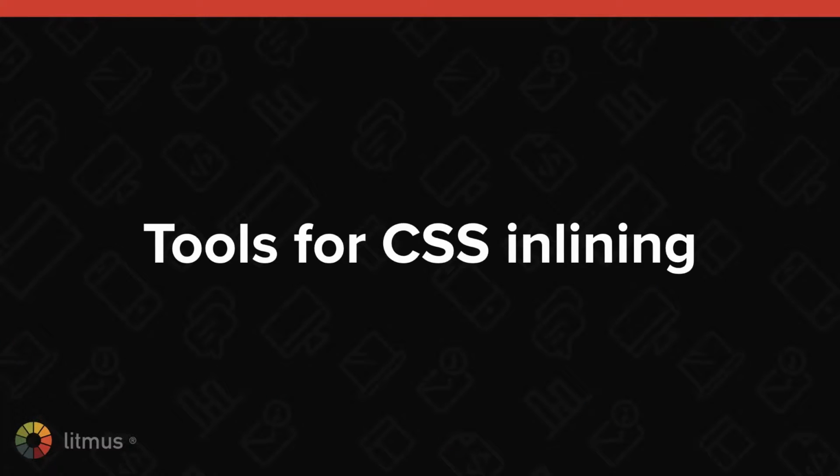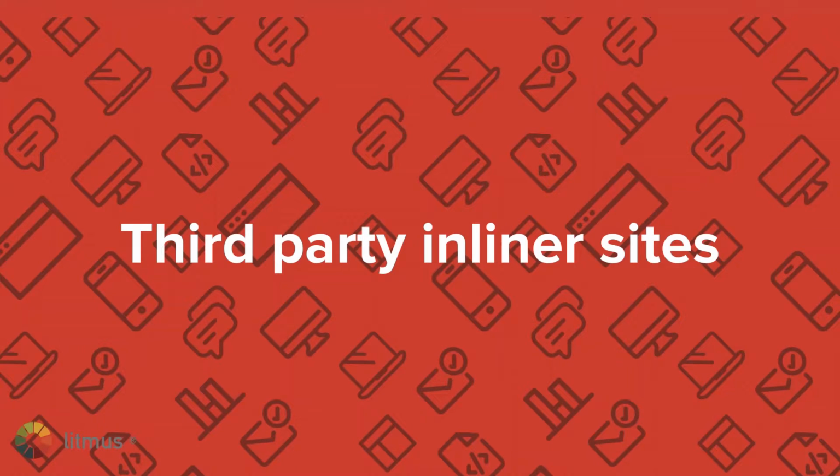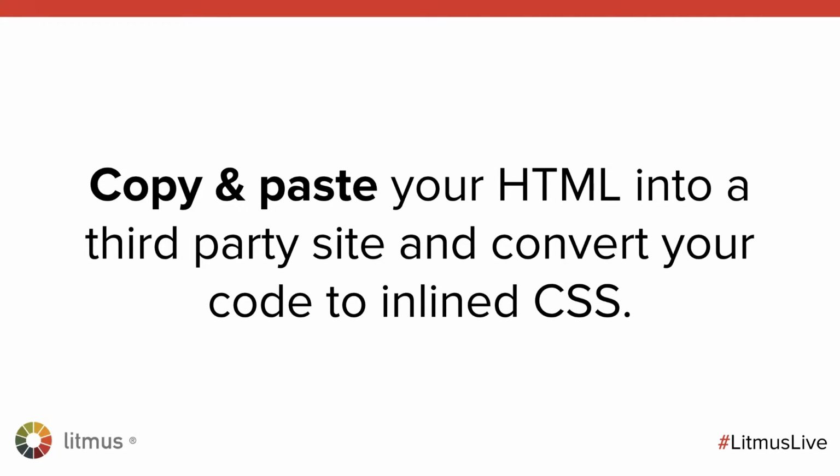I want to go over the various tools that we have at our disposal for CSS inlining and what we can do. There are 3 different groups that we're going to go over today. The first one is third-party inliner sites. These are sites where you can copy and paste your HTML and then convert your code to inline CSS. You take the HTML that you worked on locally in whatever editor, copy and paste it into one of these sites, and it will convert it for you with a click of a button.